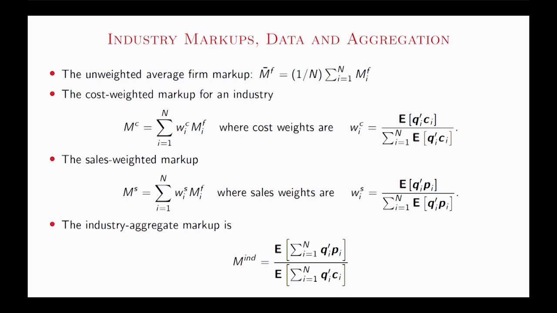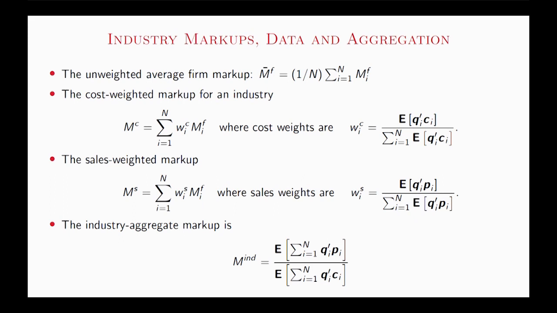Notice why it is going to be different, because, of course, firms with a lot of market power are going to have high sales shares and relatively small cost shares. Why? Because their price with market power is very high. So for the same quantity of production, you're going to have a much higher price, and that's going to increase the sales share more than it does the cost share.